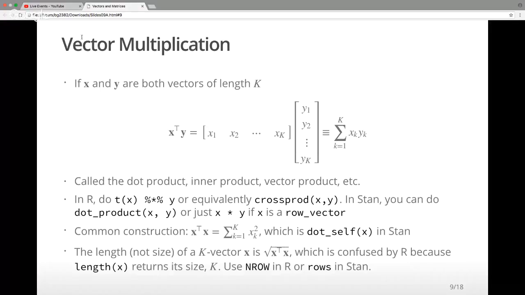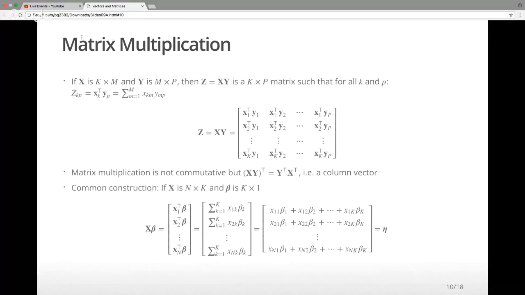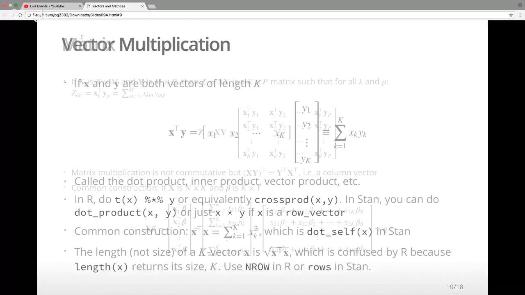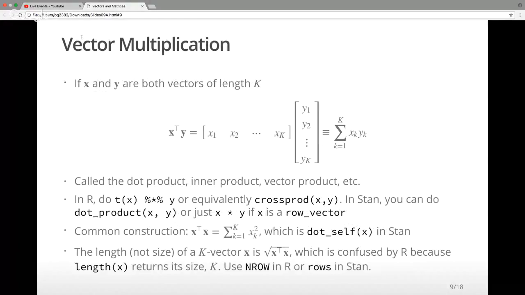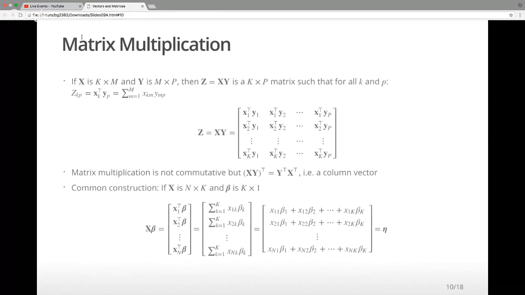Anybody? Okay. Matrix multiplication is basically a series of vector multiplications. And so obviously with vector multiplication, the two vectors have to be both of the same size, k, in order for this sum of squares thing to make sense. In the case of matrix multiplication, we have an expanded condition as to whether two matrices, x and y, are said to be conformable for multiplication.